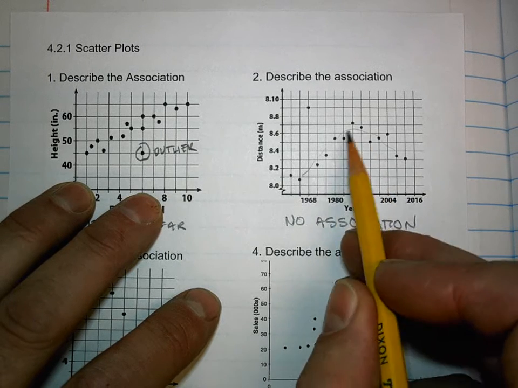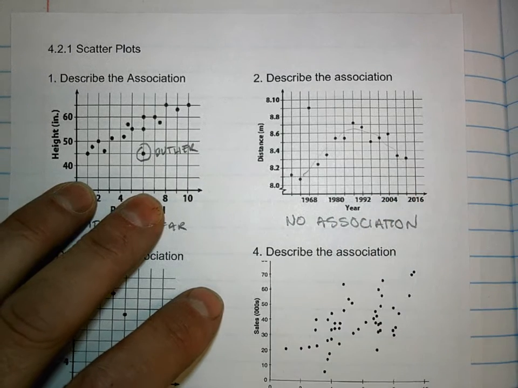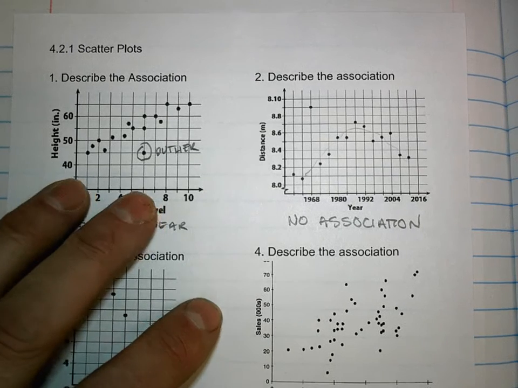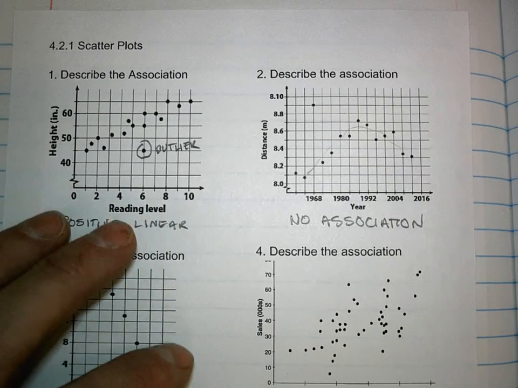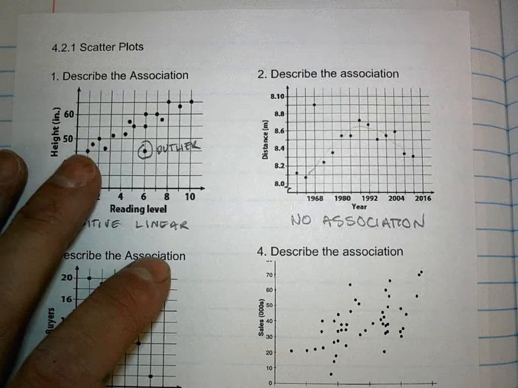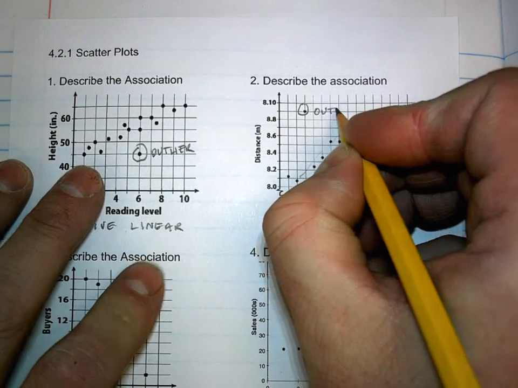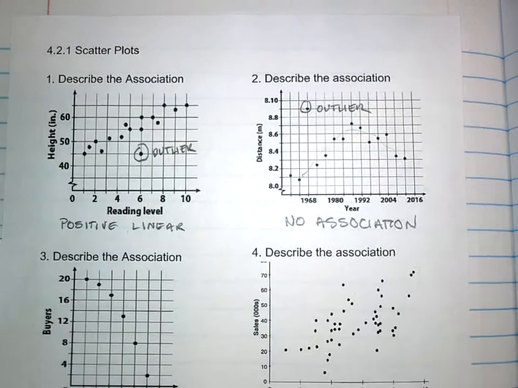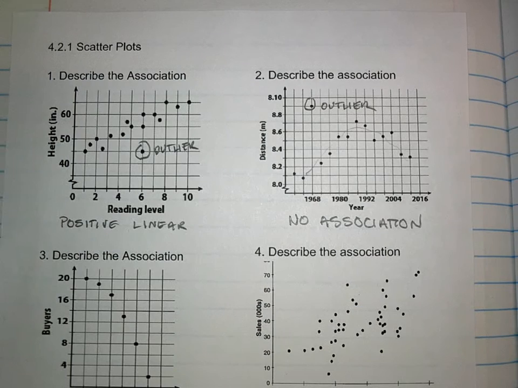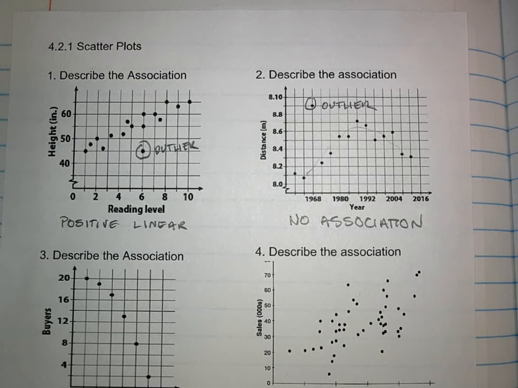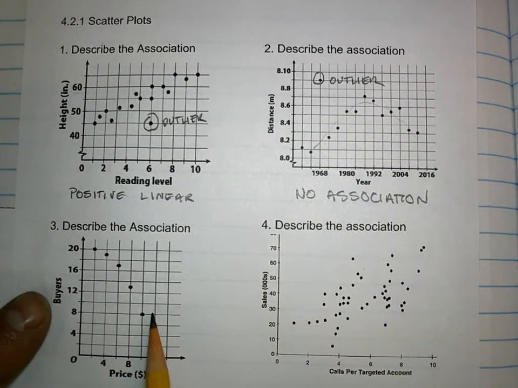This is still a function. We're not talking about whether it's a function or not. We're just talking about the type of association. So this does something weird. And, of course, it's got my little buddy, the outlier. Mr. Miller, do we have to label them? You should. If you label them, is it going to get stuck in your brain? Yes. Good.